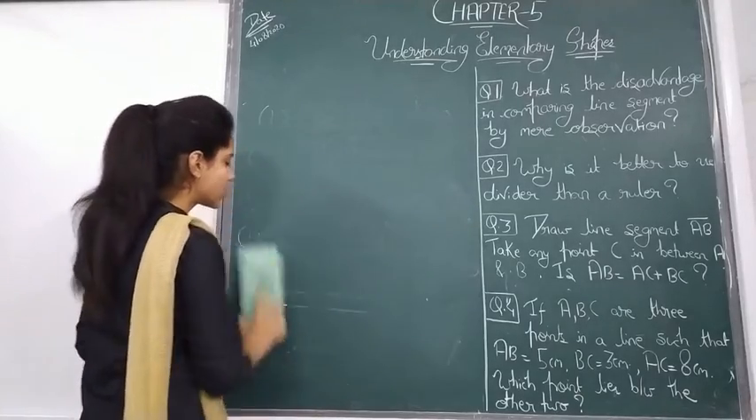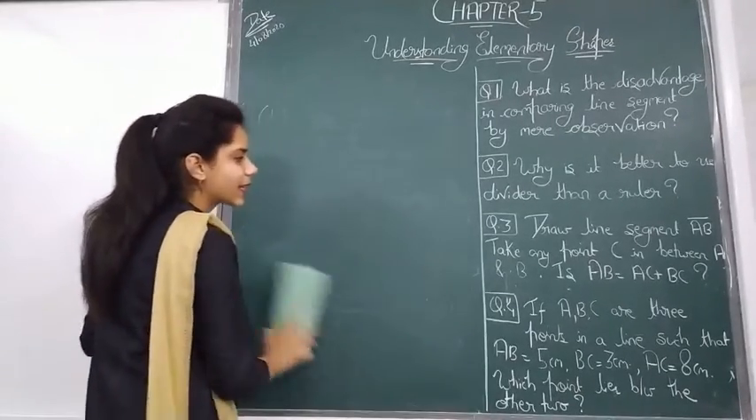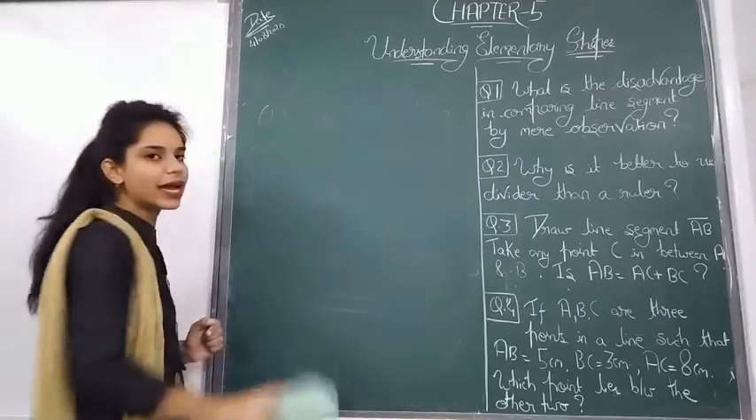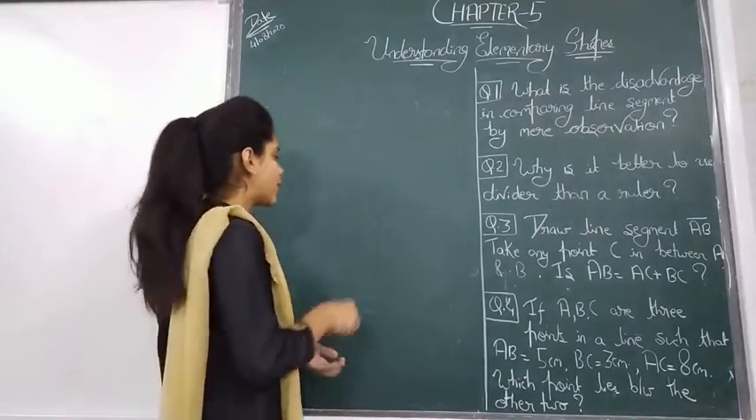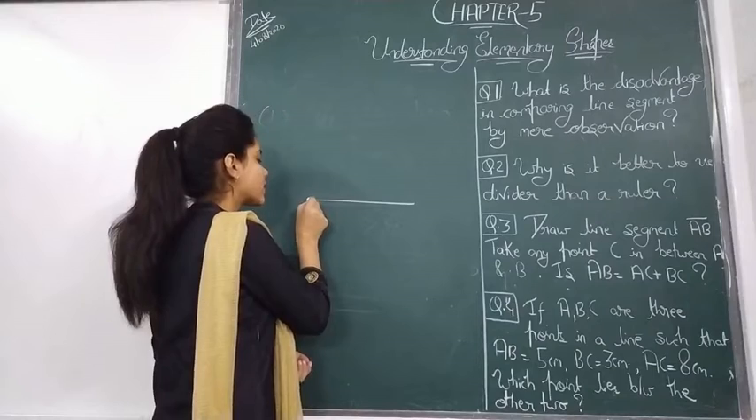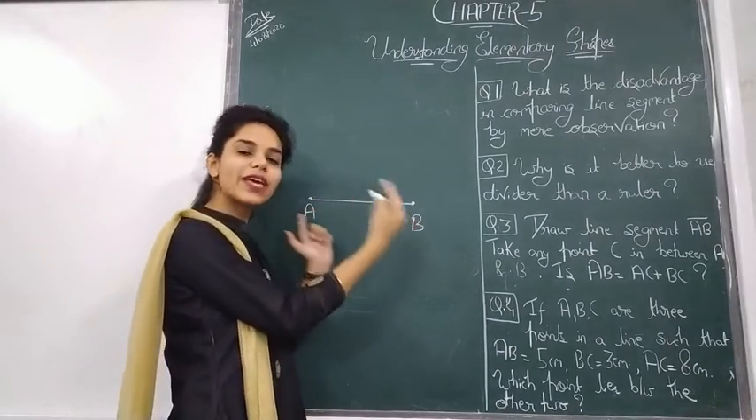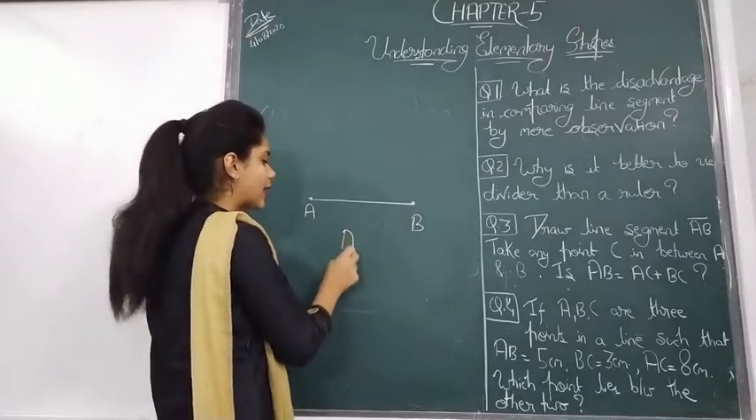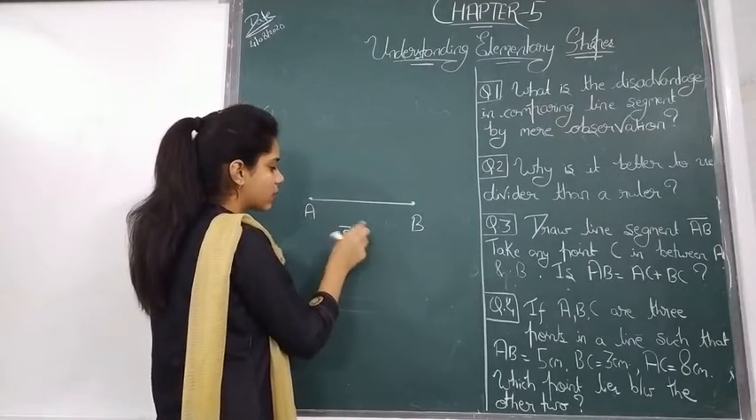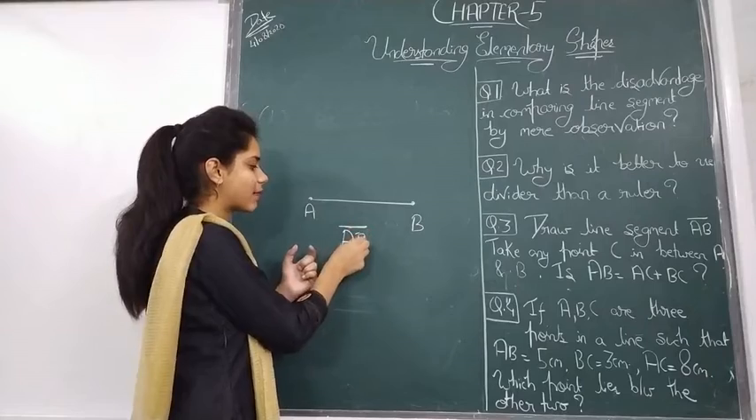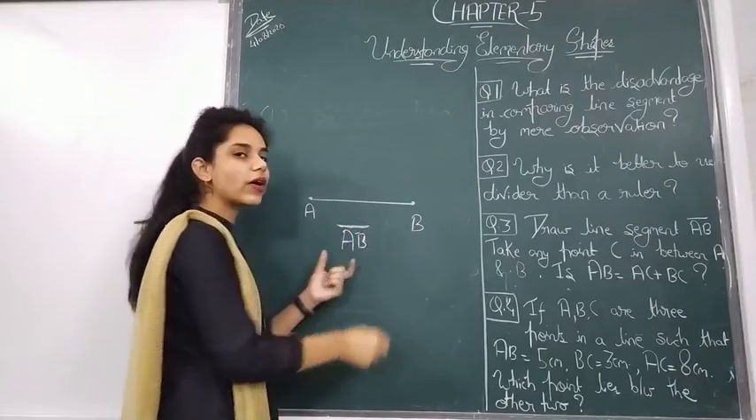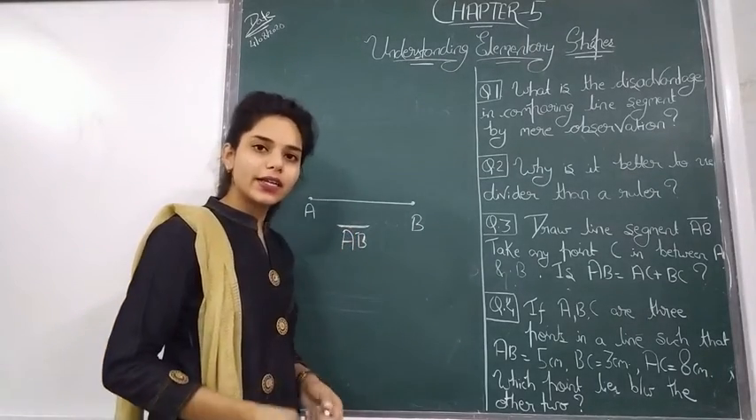A line segment has two fixed endpoints and a line has no endpoints. If I draw this, what does it give us? Suppose this is a line segment. It has two fixed endpoints, and it is denoted by this. This is a line segment, and this is for denoting or representing a line segment. Understood?